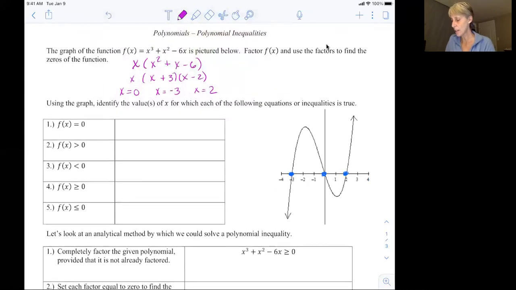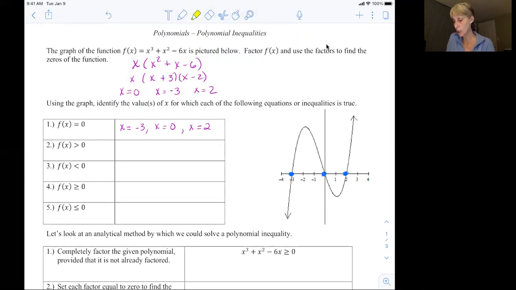Using the graph, identify the values for which each of the following equations or inequalities is true. F of x equals 0: we're just physically taking the x-intercepts from our graph. X equals -3, x equals 0, x equals 2. Again, I want you to remember they came from our factors. Now we're seeing them as x-intercepts on the graph, so I'm hoping that finally is connecting with you guys.